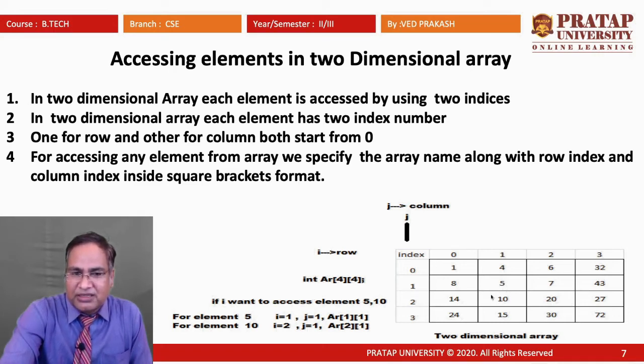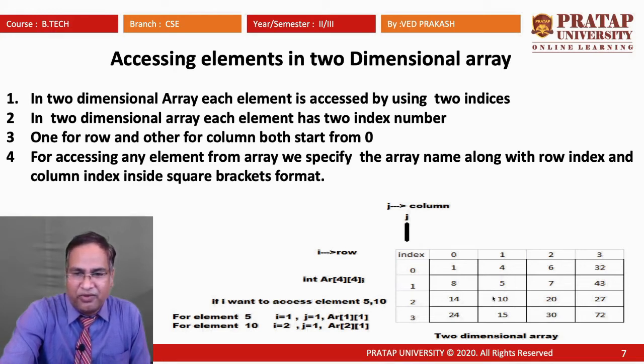To access this element, I have to use two indexes, values for i and values for j. Here the value for i is 1 and the value for j is 1. So AR[1][1] denotes the element 5, and as I print AR[1][1], it will automatically print the value 5. So, we can access this element.